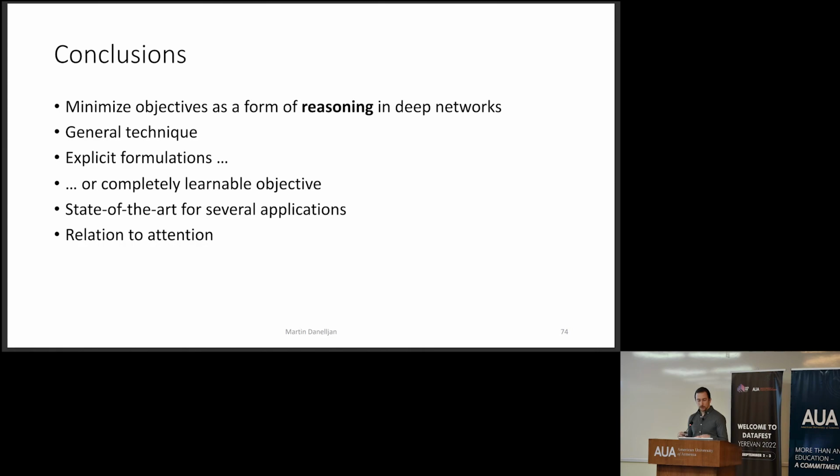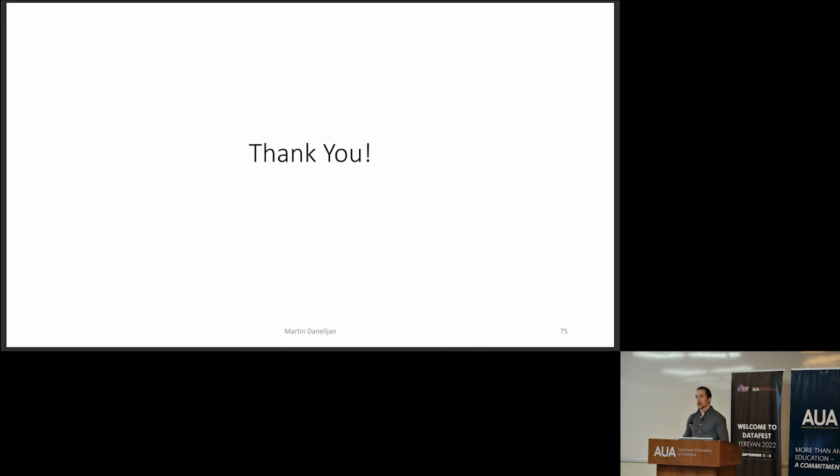So to conclude, what I presented is that you can input these objective functions in your deep neural networks and use them as a form of reasoning in deep networks. As you've seen, it's very general and works for many different kinds of tasks. Either you can use explicit formulations like learning a classifier, or the whole objective and also part of the optimization procedure is completely learnable. And we looked at several applications. I didn't really have time to go into it, but there are strong relations to things like attention and transformers here if you're interested, and you can ask me questions about that later. Okay, so thank you very much, and we might have time for some questions.